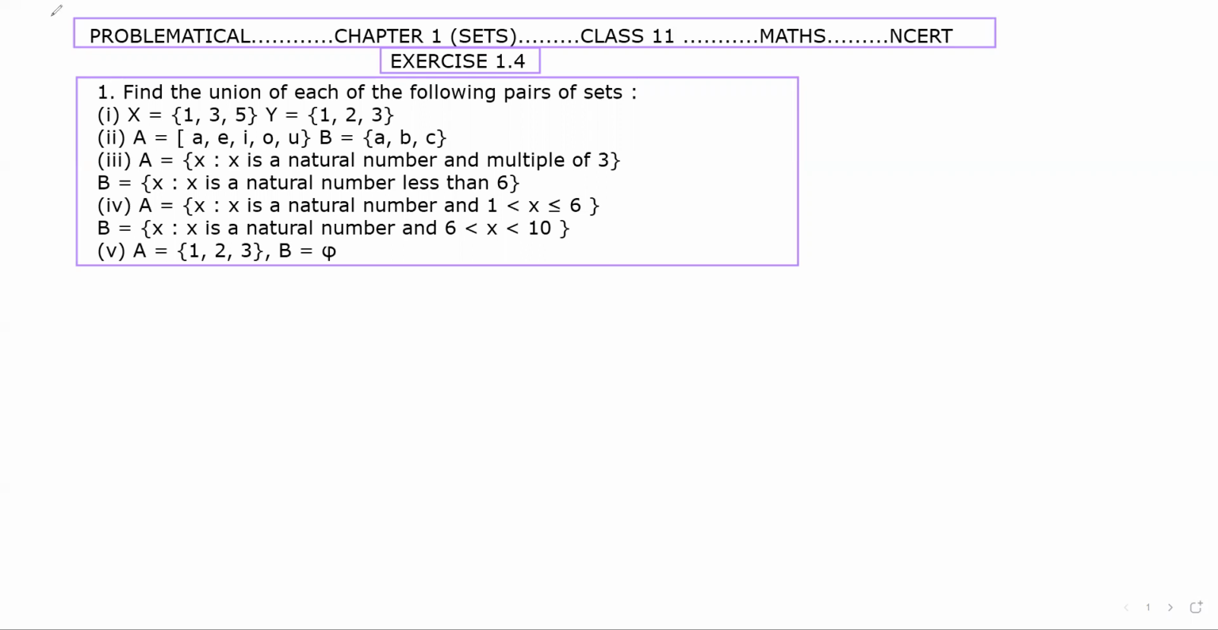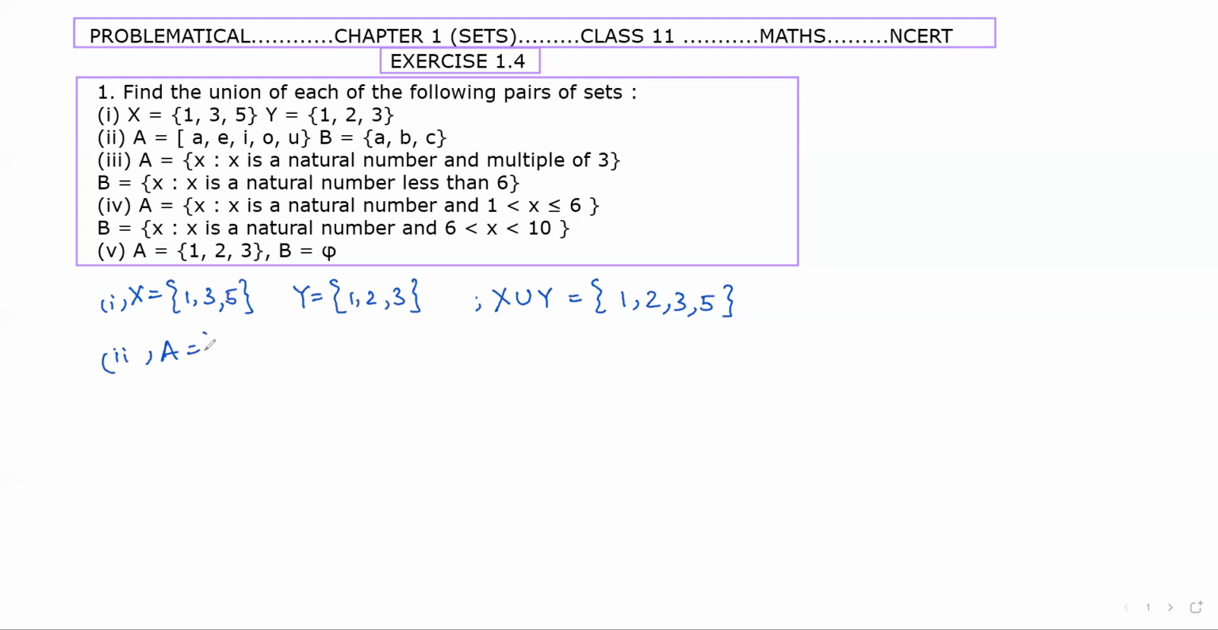So first part is X is 1, 3 and 5, and Y is equal to 1, 2 and 3. X union Y is written like this. U is a union symbol which will be equal to all the elements in X and Y. So you have 1 present in both, written once, 2 present in Y, 3 present in both, and 5 present in X, which covers all elements present in X and Y.